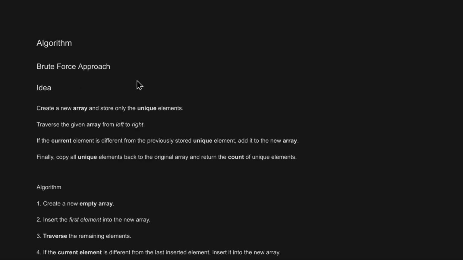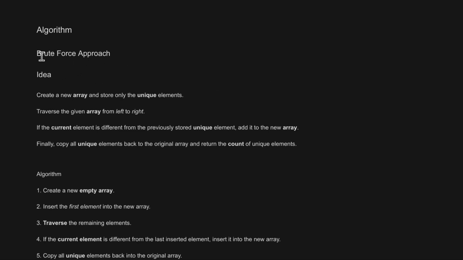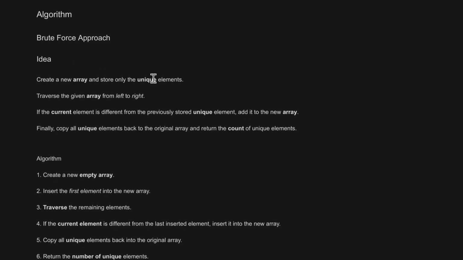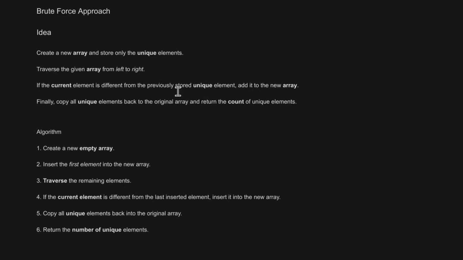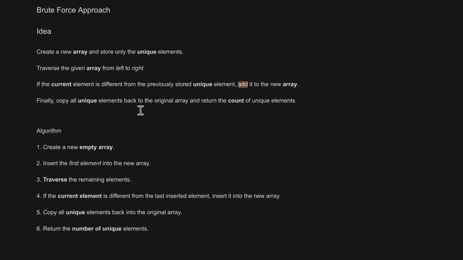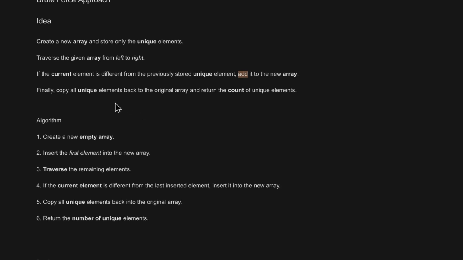Whenever we hear the word remove duplicates, the first idea that comes to mind is to create another array. We traverse the original array from left to right. Whenever we encounter a new unique element, we simply add it to the new array. If we find a duplicate element, we ignore it. After traversing the entire array, the new array will contain only unique elements.